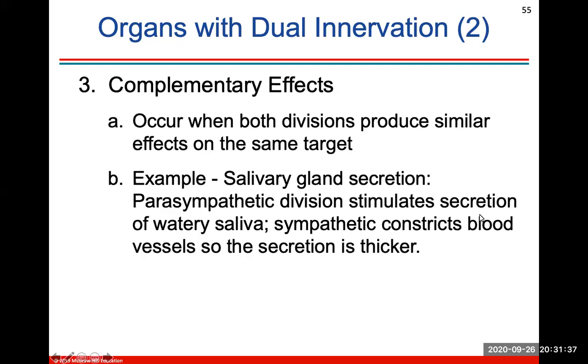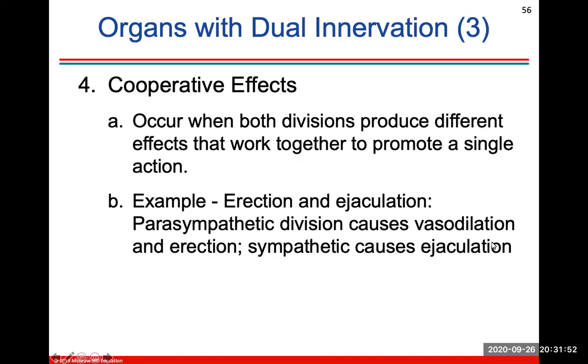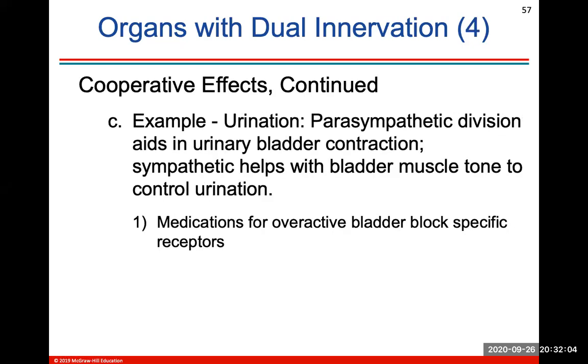They could have complementary effects, which will occur when both divisions produce similar effects. Like salivary gland secretion, the parasympathetic will stimulate secretion of saliva, and the sympathetic will constrict blood vessels, so the secretion could become thicker. Cooperative effects have to do with erection and ejaculation. So I'll let you guys read through what the parasympathetic and sympathetic do for that. Again, it's a cooperative effect. Urination is also a cooperative effect as well.